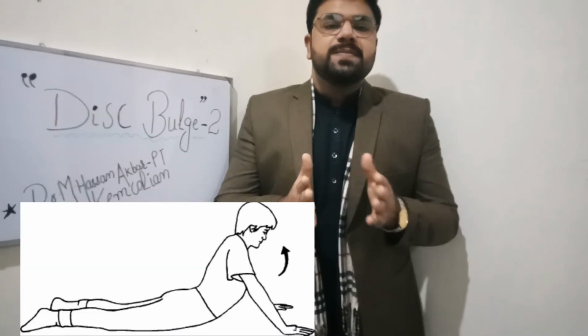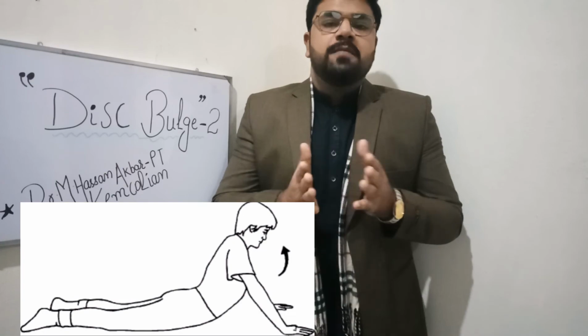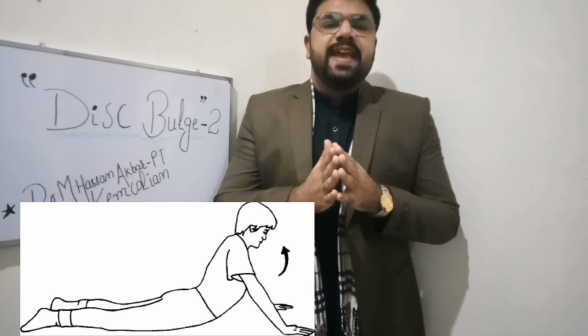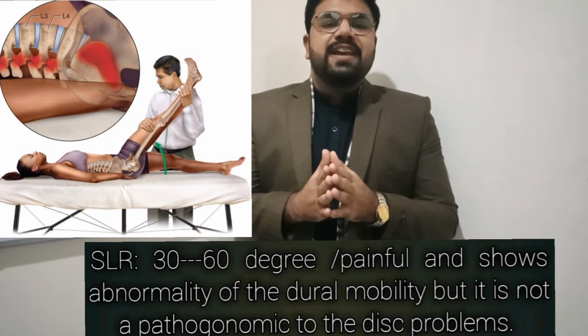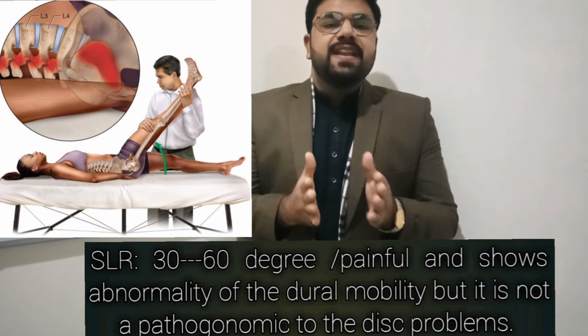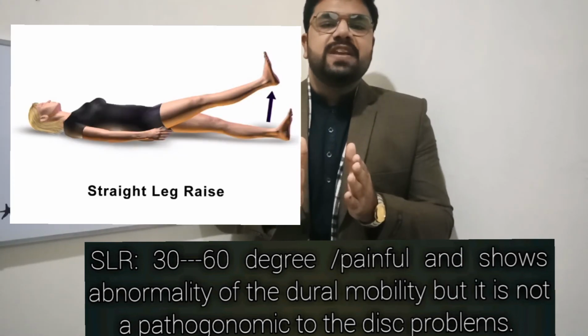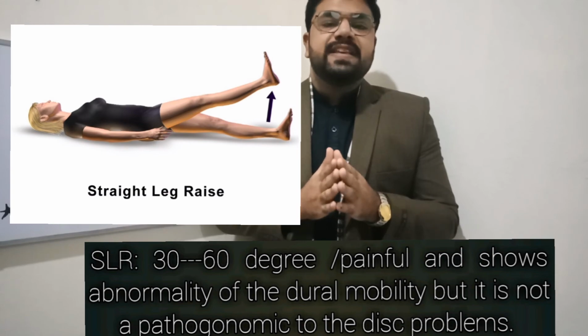Number 6, passive lumbar testing. It can be done in the supine and prone position. In the supine position, double knee to chest is performed and in the prone position, the press-ups are performed. Both these tests cause the aggravation of the symptoms of pain. Number 7, if the straight leg raising is performed, pain appears between 30 and 60 degrees. And this shows the abnormality of the dural mobility.